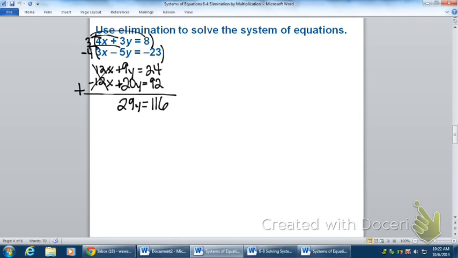Now the last step to this is to divide both sides by 29. So your y value should have been 4. Okay? Now that we have this, you need to plug in 4 into y, not the original equation. I believe you'll get the same answer anyway.